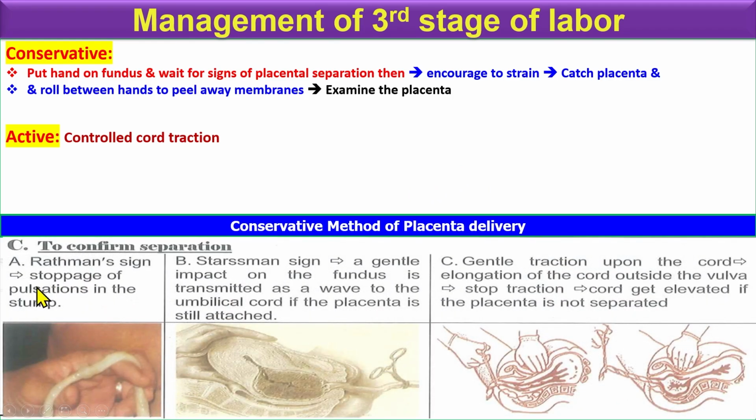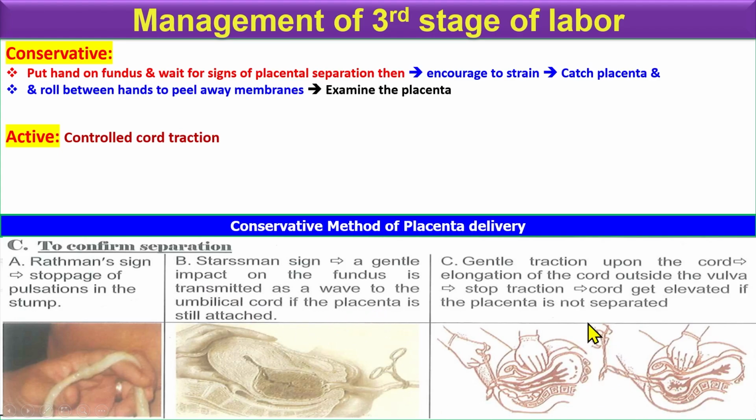One is the Rathbone sign, meaning the stoppage of pulsation in the stump. Other is the Strassmann sign, which confirms the placenta is attached. When you gently tap on the fundus, it is transmitted as a wave to the umbilical cord. So if it's attached, this wave will be observed over the umbilical cord, confirming that the placenta is still attached.